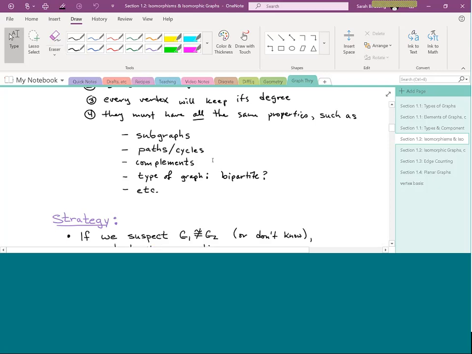Complements, we did an example with complements before. The only time that complements are actually going to help you is if you get fewer edges in the complement than in the original graph. So these would be for when your original graph has a ton of edges in it.